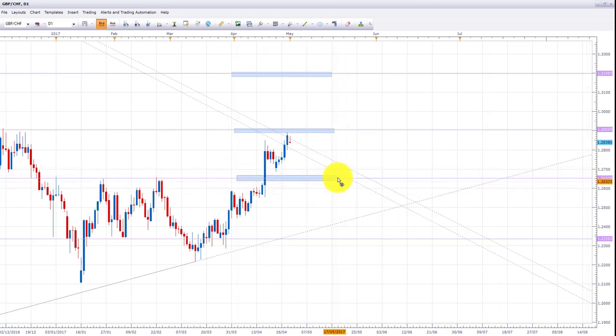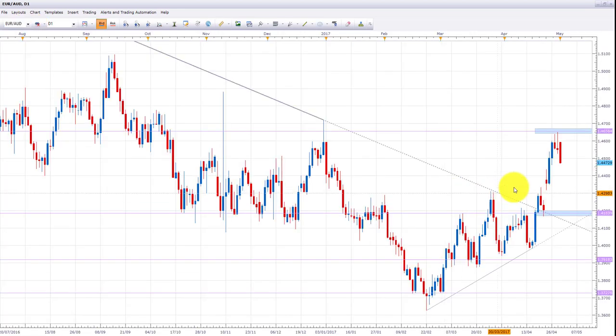Alternatively, the 1.265 area of support is where we'll be looking at if we see a bounce from this area here.